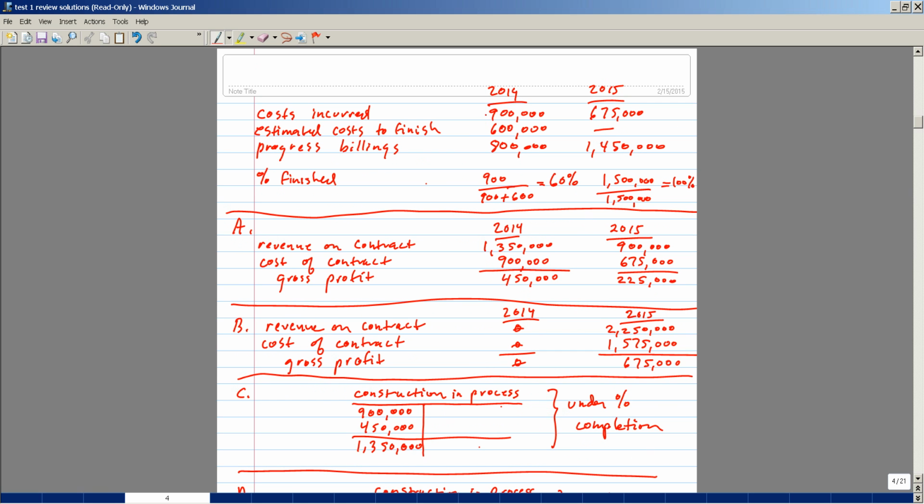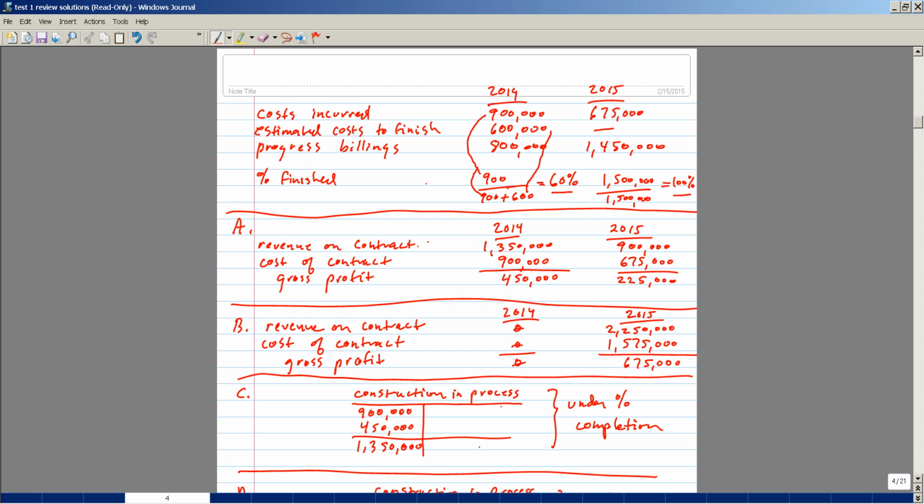And the way you calculate that is you create a numerator where the numerator is cumulative job cost incurred. That's $900,000. The denominator here is total estimated cost to finish the job from start to finish. Total estimated cost is what we've actually incurred to date, which is $900,000, plus the $600,000 that we estimate that it's going to take us to finish the job based on our back of the envelope calculations at December 31st. So based upon cost incurred as a fraction of total estimated job cost, we're 60% done with the job. And of course, at the end of 2015, we're 100% done with the job.